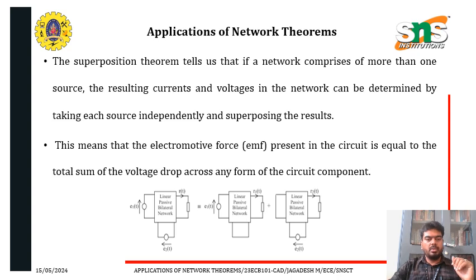The superposition theorem tells us that if a network comprises more than one source, the resulting currents and voltages in the network can be determined by taking each source independently and superpositioning the results. This means that the electromotive force, that is EMF, present in the circuit is equal to the total sum of voltage drops across the circuit components. So this is superposition.